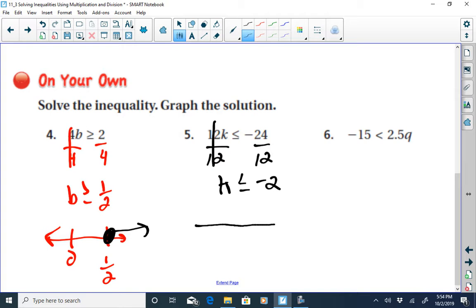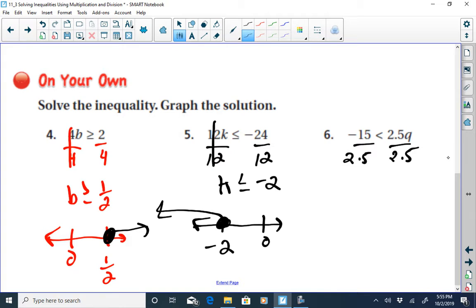If we're graphing that solution, I locate 0. Negative 2 is going to be to the left of 0 on the number line. It's going to be a closed circle, and my solutions go to the left. I want to check it, so let me check something that's to the left of negative 2. Let's try negative 3. 12 times negative 3 is negative 36. Is negative 36 less than or equal to negative 24? Yes, it is.